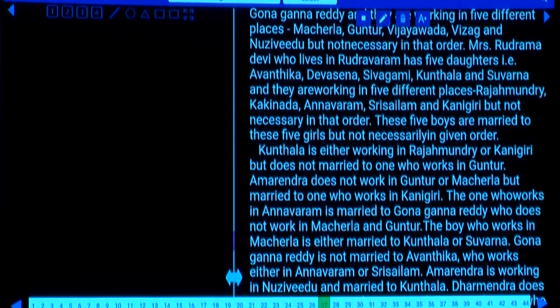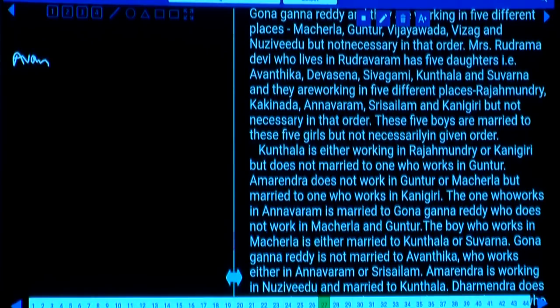Then first one. What is the information here? Who are the 5 persons? Now, daughters. Who are the 5 girls? Avantika, Devasena and so on. The 5 persons were there, isn't it? Then 5 daughters. Who are those 5 daughters here? Avantika, Devasena, Sivagami.